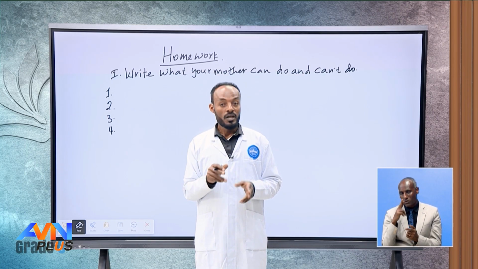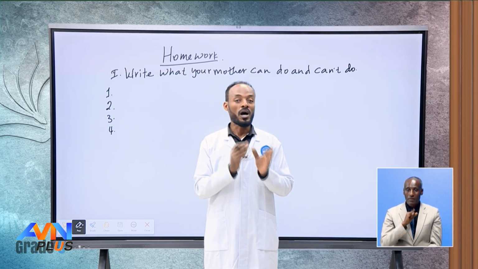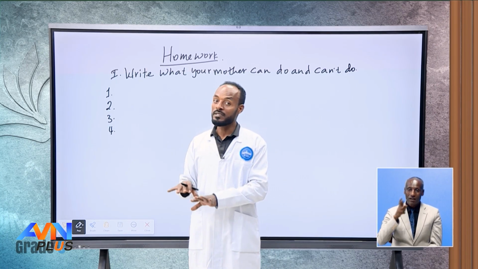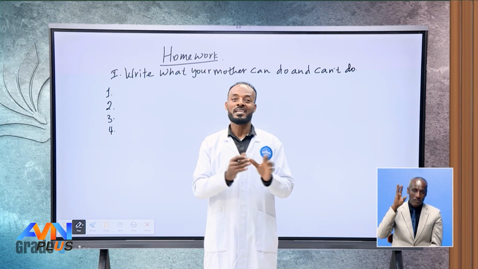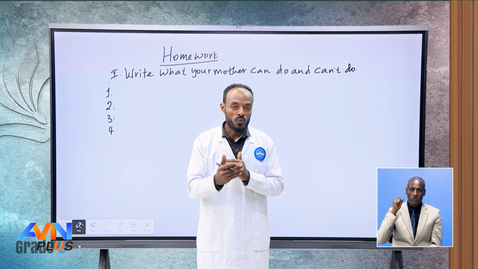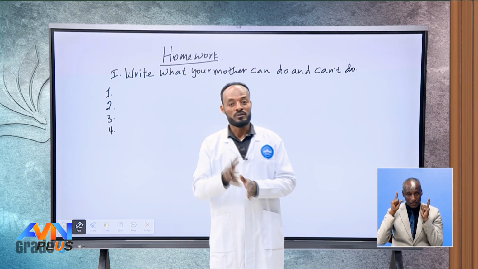Is it clear? When we're saying am, is, are, we're talking about ability in the present, okay? When we're talking about something in the past, you can say I was, we were, and so forth. Is it clear? Thank you. See you.